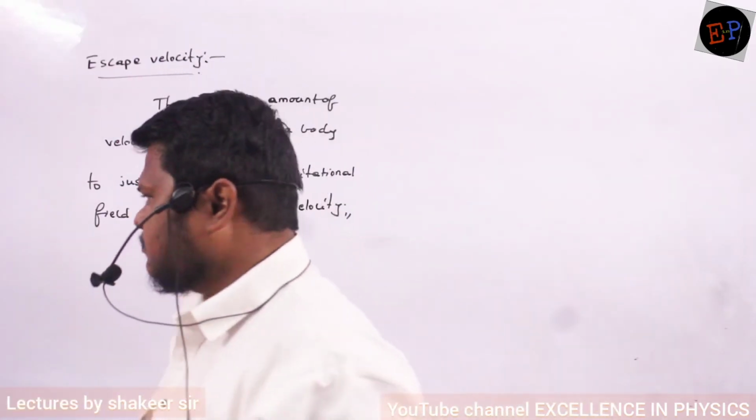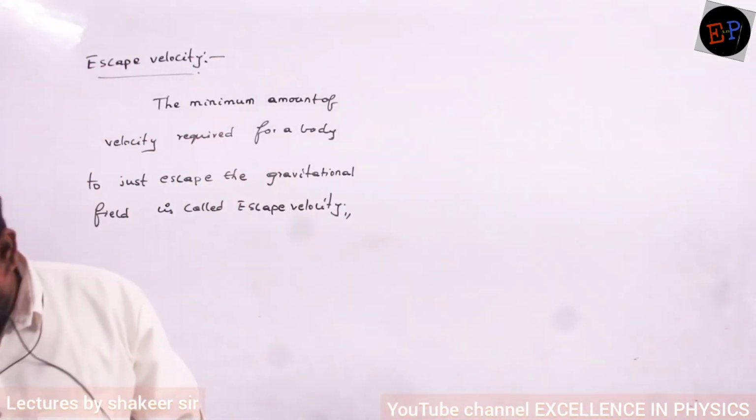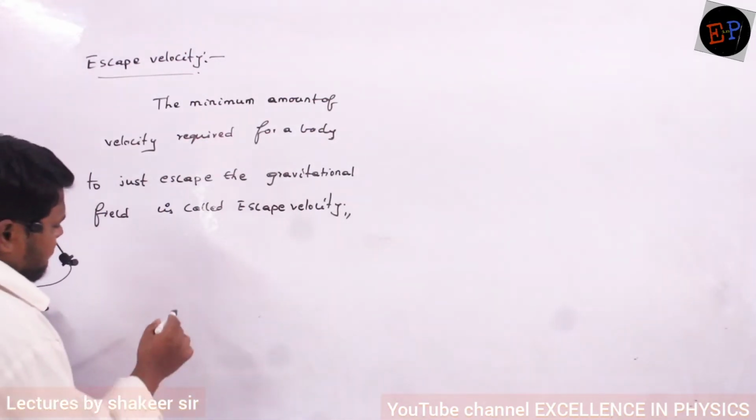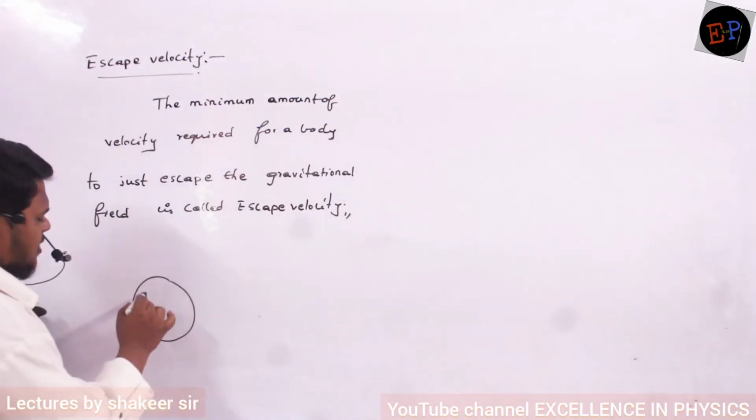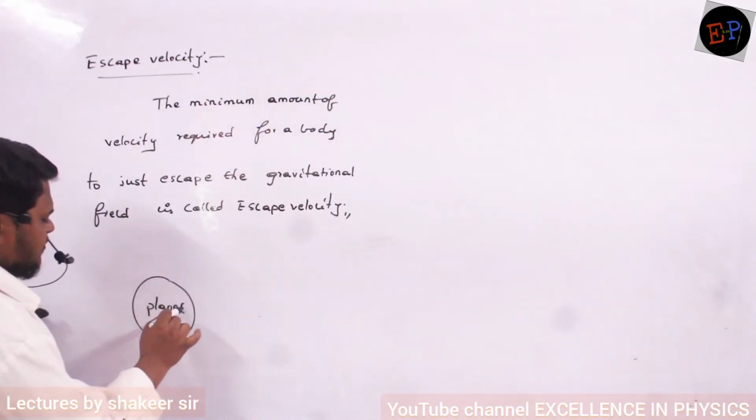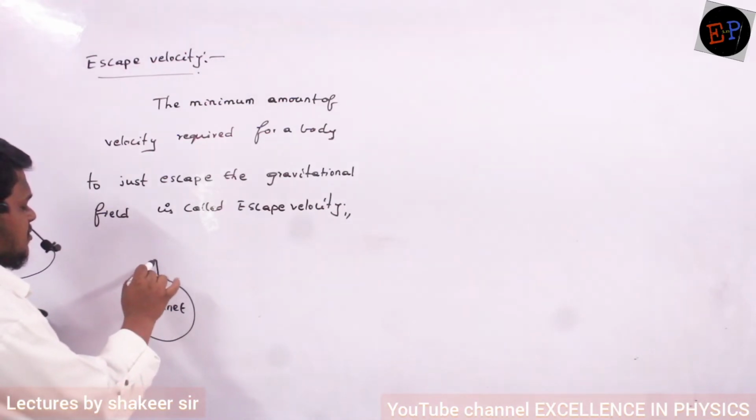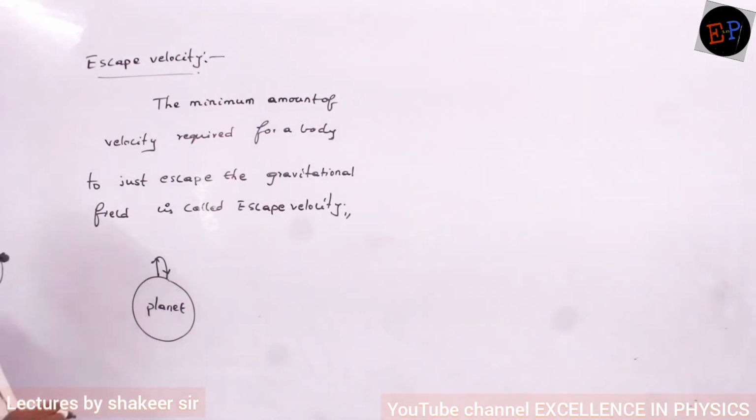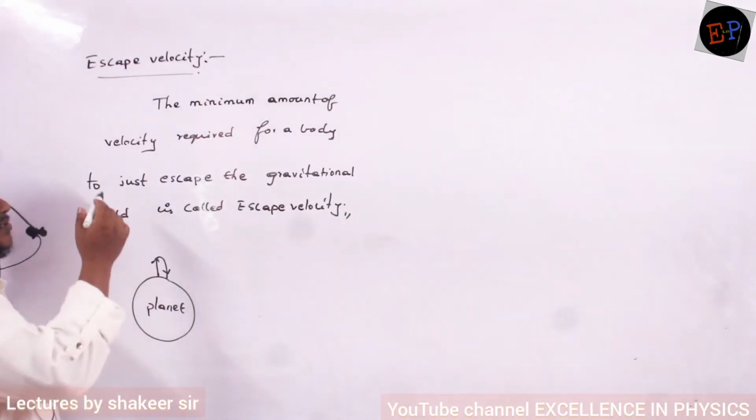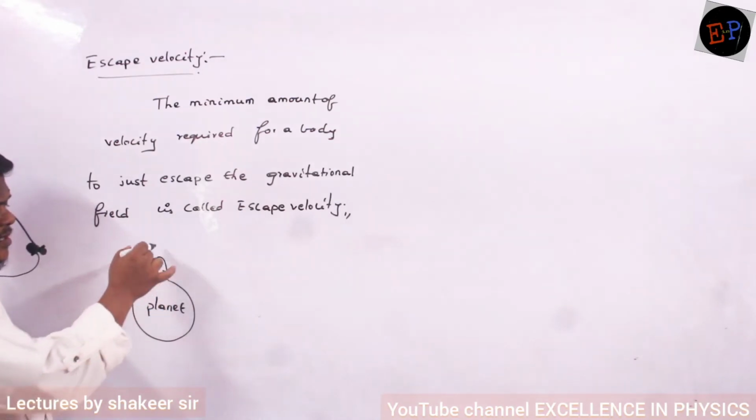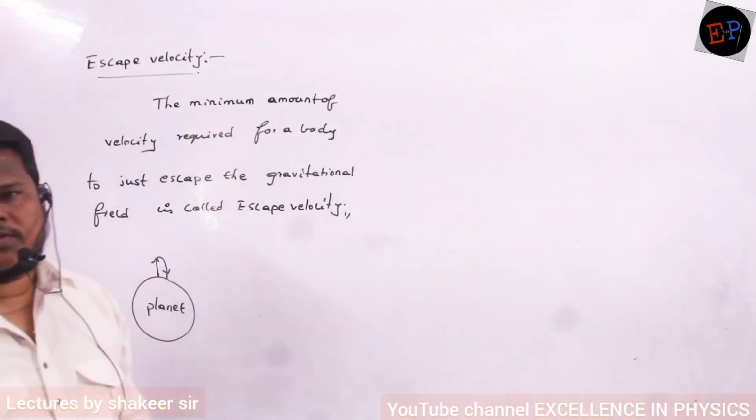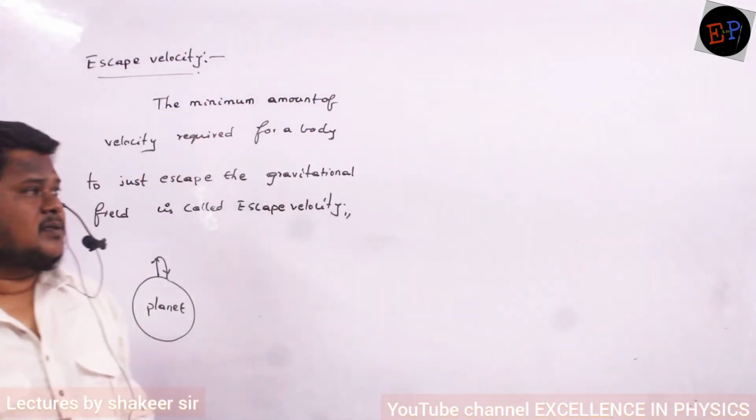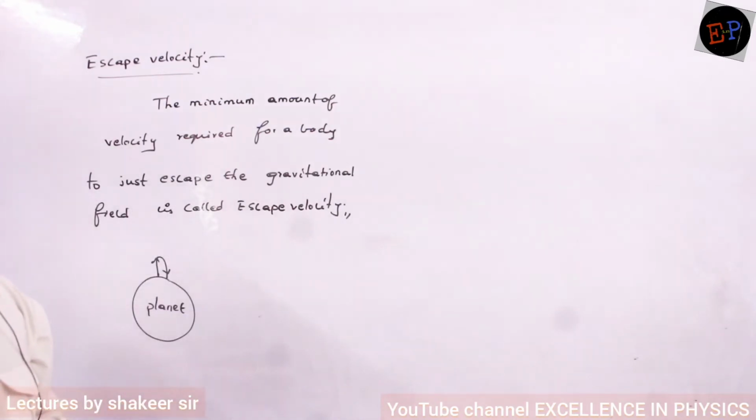Now, escape velocity. What is meant by escape velocity? Consider this is a planet. If I throw a stone with a particular velocity, it will return back to Earth. But if I throw with a particular velocity called escape velocity, then that body should not return to Earth. That means it should escape the gravitational field, overcoming the gravitational attraction. That minimum amount of velocity is nothing but escape velocity. Are you able to understand?